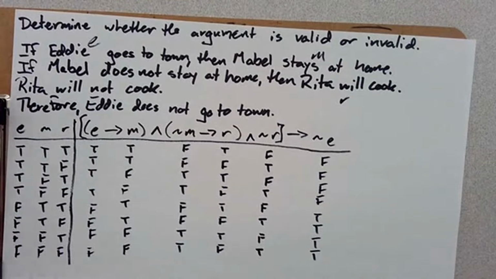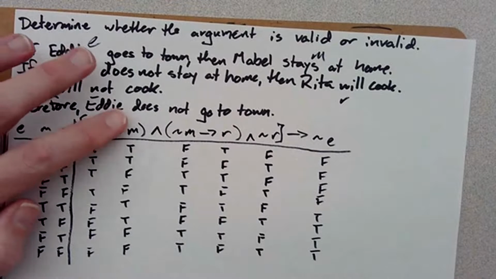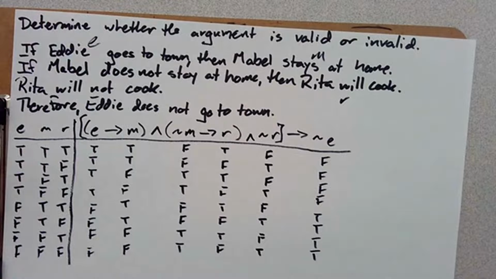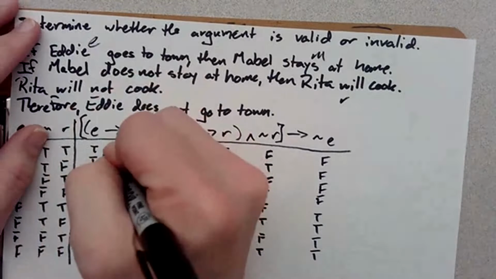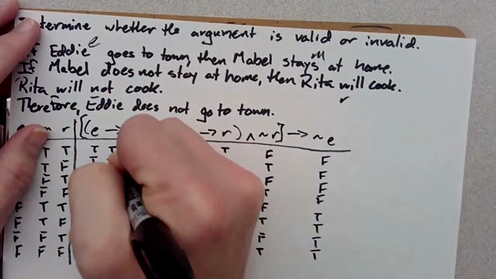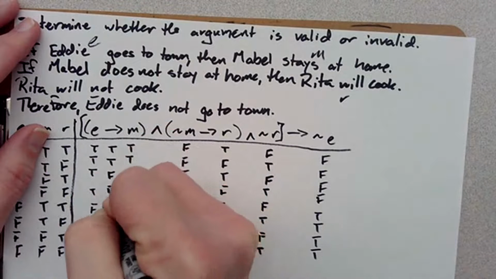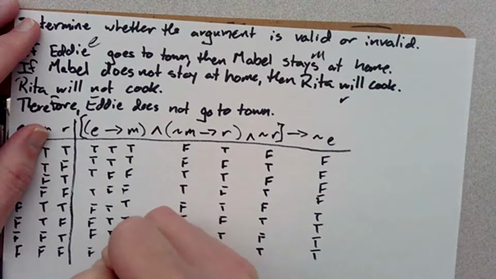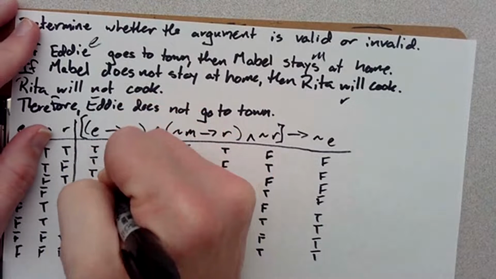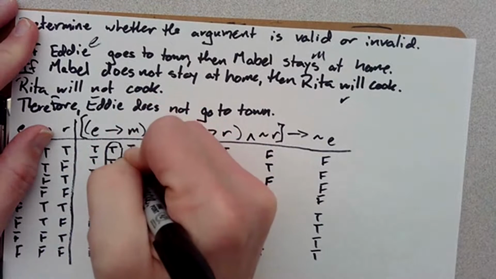Okay, with that done, we start evaluating the individual arguments. E implies M, or if E then M. Well, this is false if E is true and M is false, but otherwise it's true. So we've got true, true, false, false, true, true, true, true. And I'll circle it to emphasize it.